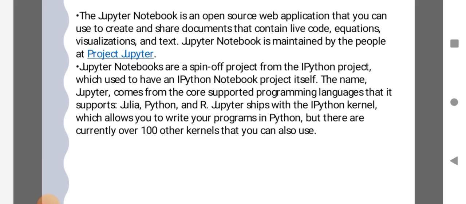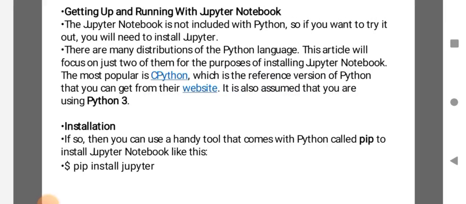Jupyter Notebooks are a spin-off project from the IPython project, which used to have an IPython notebook project itself. The name Jupyter comes from the core supported programming languages: Julia, Python, and R. Jupyter ships with the IPython kernel, which allows you to write your program in Python. But there are currently over 100 other kernels that you can also use.